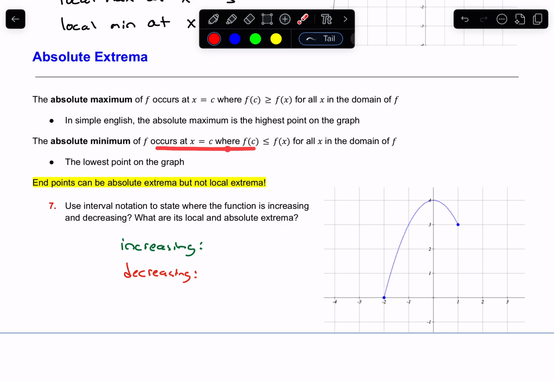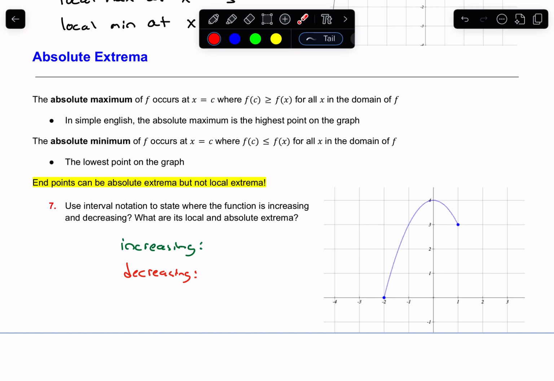Okay, so this notation in the middle here, the absolute minimum of f occurs at x equals c. So the minimum is at this c value, where f of c is less than f of x. This means the y value of that point is lower than all the other y values. All right, but in English, lowest point and highest point. And we have to check endpoints because the endpoints on the far left and far right might be lower or higher than all the other ones.